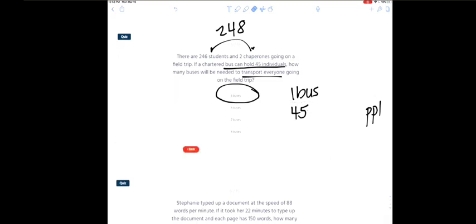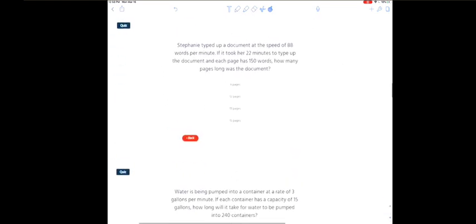Let's make some space, and let's keep going to number 6. It says, Stephanie typed up a document at the speed of 88 words per minute. Oop, that looks like a rate, 88 words per minute. It took her 22 minutes to type up the document, and each page had 150 words. Another rate. How many pages long was the document?